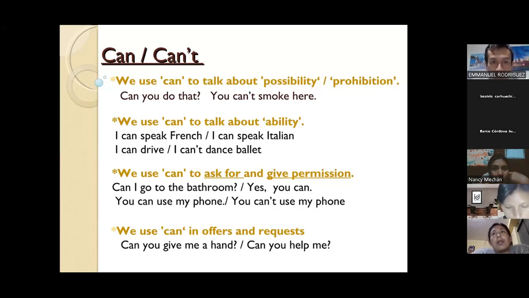We use can to talk about ability. For example, I can speak French, I can speak Italian, I can drive, I can't dance ballet.